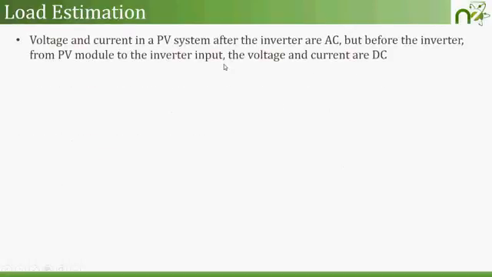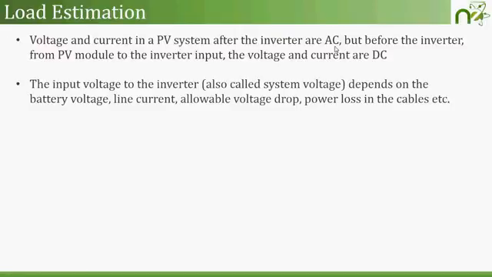The voltage and current in the PV system after the inverter is AC, but before the inverter the voltage and current will of course be DC. And the input voltage to the inverter will depend upon the battery voltage, line current, voltage drop, and power losses in the cables, that we also need to consider, because these are the important parameters for designing or sizing a system.